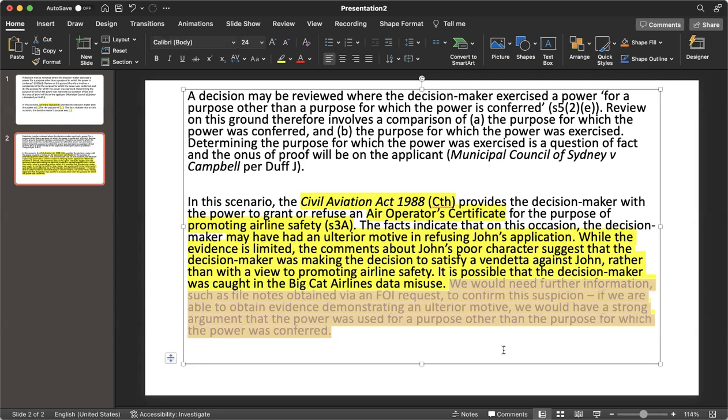You say, look, I think there's a gap, but what you need to do is be really clear about what the gap is, why it matters, and how, if you got that little bit more information, that impacts on your answer. So in this instance, we're identifying what the gap is. We can't actually prove what the purpose was. Why does it matter? Because the onus is on us to prove what the purpose was. And how do we go about it? Well, if we get information that is confirming our suspicion, then we actually have very good chances of demonstrating this different purpose and succeeding on that ground of review.